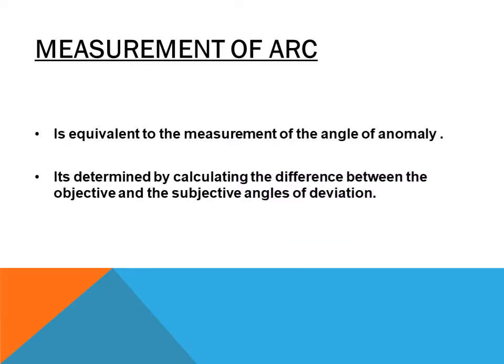The measurement of ARC is equivalent to the measurement of the angle of anomaly. Angle of anomaly I have already shown you in the previous image. Now that angle of anomaly is determined by calculating the difference between the objective and the subjective angles of deviation. So what happens is that in case of normal retinal correspondence, the objective and the subjective angle of deviation will be the same.